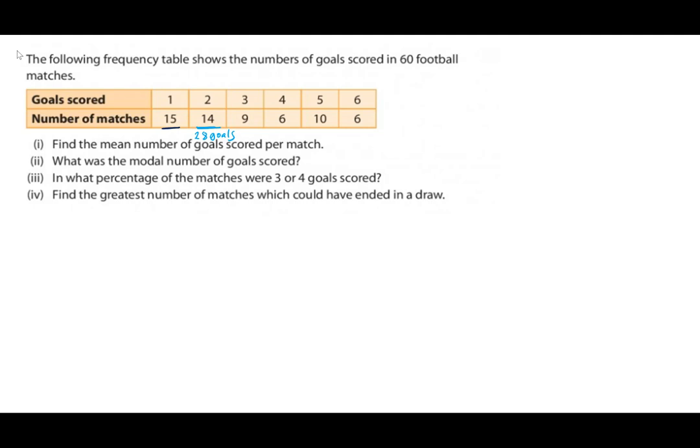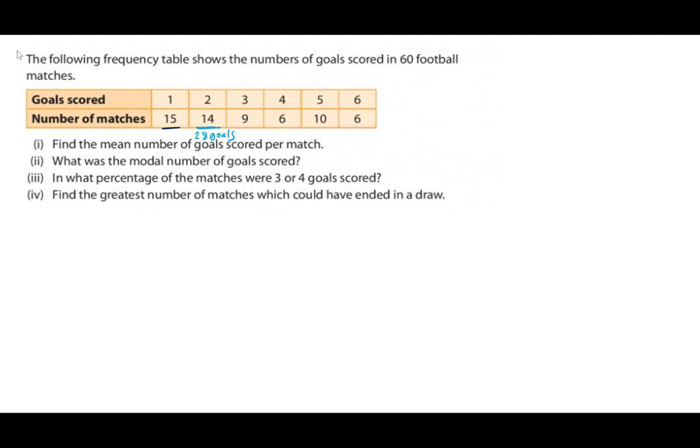In 9 matches, there were 3 goals scored. So that is 9 by 3. So it's 27, because there were 3 goals scored in 9 matches. Okay, and so on. So when I'm reading my frequency table, I'm reading it like that.